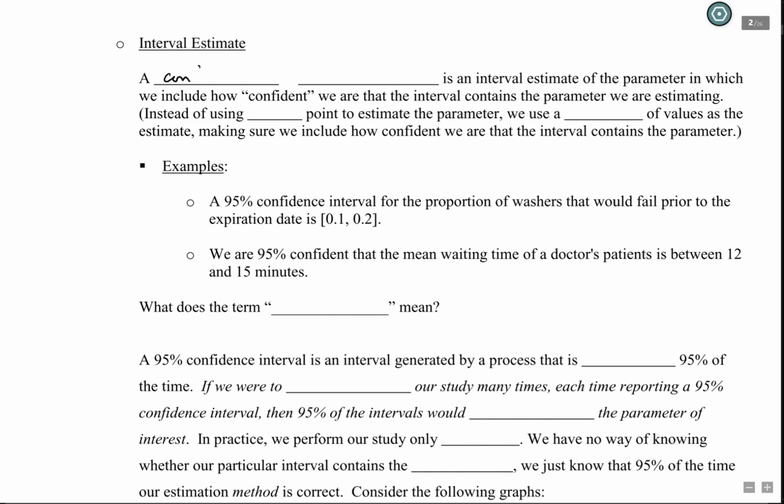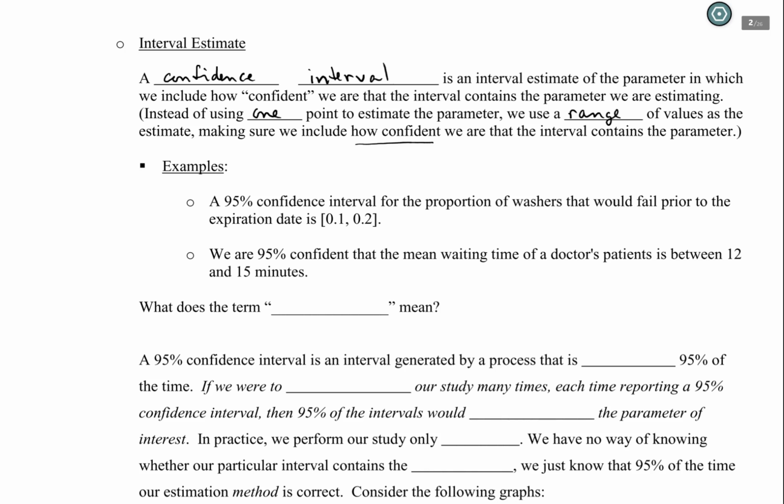So this is a new phrase for us. We move from point estimation to interval estimation. So it's an interval estimate of the parameter where we include how confident we are that the interval contains the parameter we are estimating. So instead of using one point to estimate the parameter, we use a range of values as the estimate. And then we also include how confident we are that the interval contains the parameter.